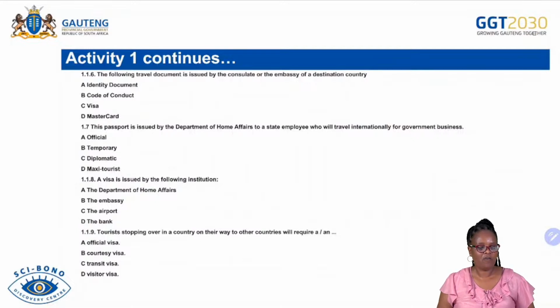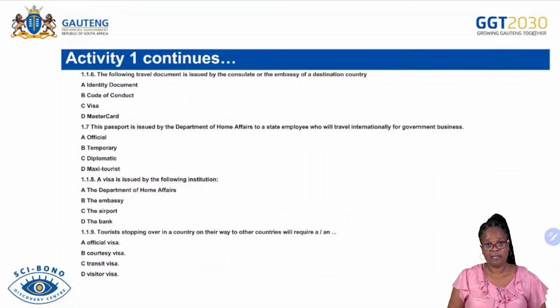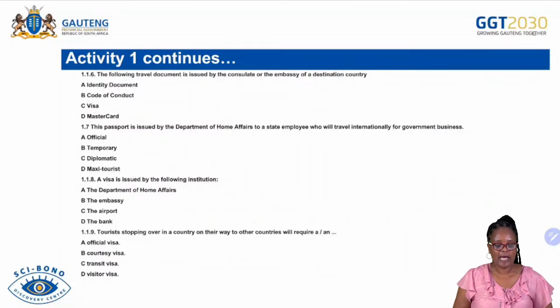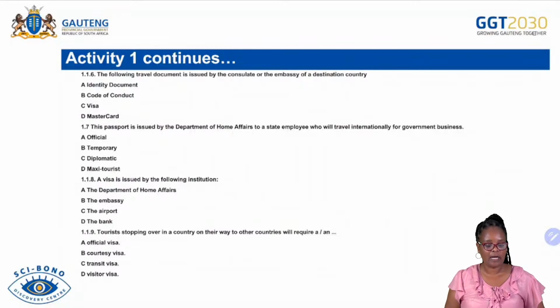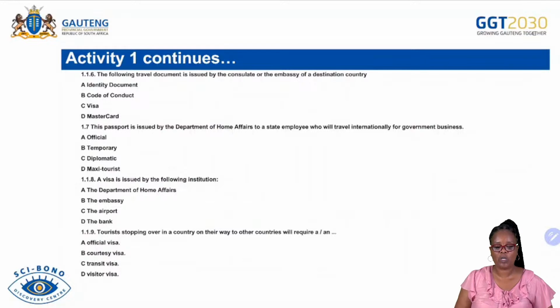1.1.6, the following travel document is issued by the consulate or the embassy of a destination country. We've done this, learners. I'm sure you still remember that. Number A is identity document. Number B is code of conduct. C, visa. D, MasterCard. It's C, it's visa. The document that is being issued by the consulate or embassy of a destination country that you will be visiting. Number 1.1.7, this passport is issued by the Department of Home Affairs to state employees who will travel internationally for government businesses.